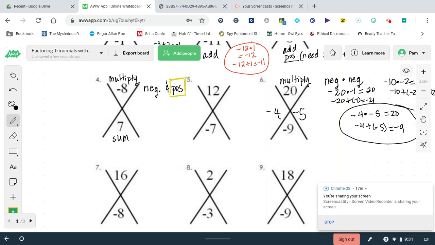So if I chose 4 and negative 2, it gives me negative 8. But 4 plus negative 2 gives me 2. So I know it's not that. So now I'm going to choose something like 8. Remember, the larger number has to be positive. And negative 1. 8 times negative 1 is negative 8. And 8 plus negative 1 is 7. So I know my two factors are 8 and negative 1.